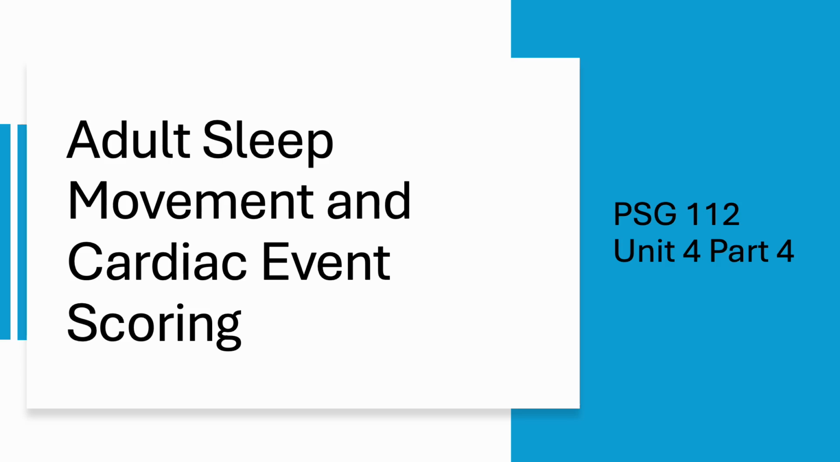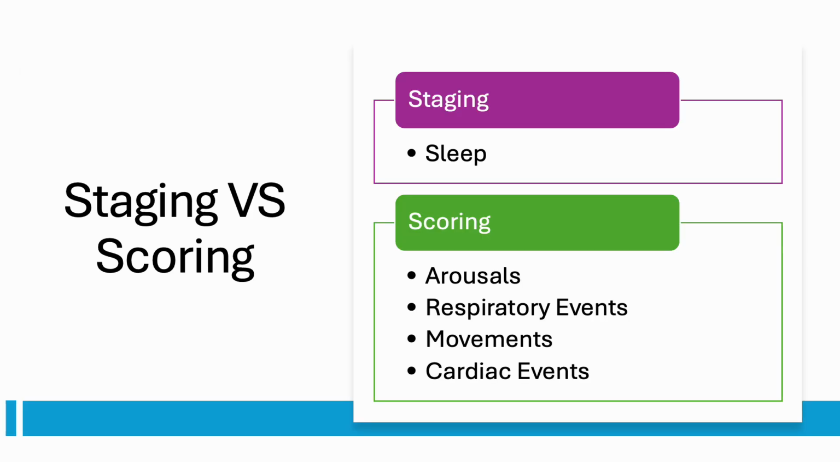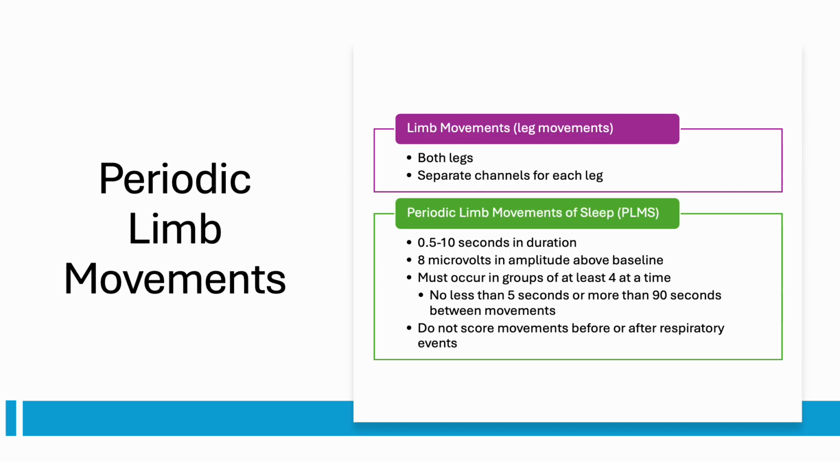All right, let's talk about when adults move around when they sleep and some of the heart arrhythmias you will find when running sleep studies. Just to clarify, when we use the words stage and score, we mean two different things. Staging refers to sleep staging, so it's just dealing with if someone's awake, in non-REM, or REM. Everything else is scored, like arousals, respiratory events, movements, and cardiac events.